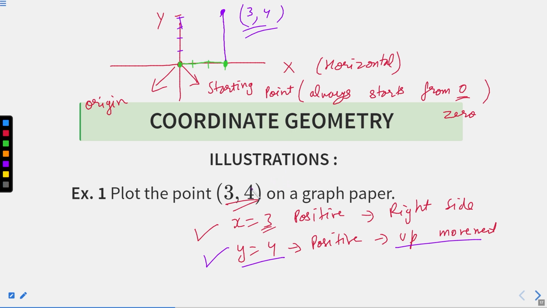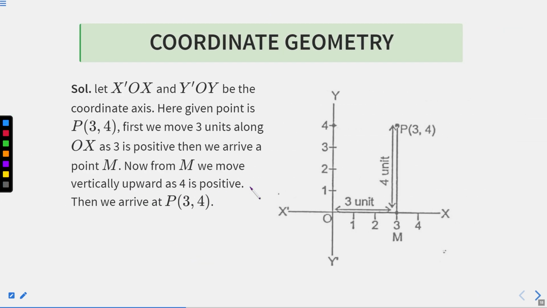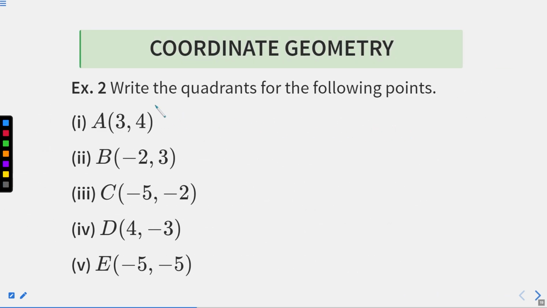All clear? Let's move to the solution. The solution is given here in a similar way. The starting point is here. First we move to the right side on the x-axis 3 units, 1, 2, 3, and then upward 4 units, 1, 2, 3, 4. So here is our point 3, 4. Okay, clear? Now write the quadrants for the following points.